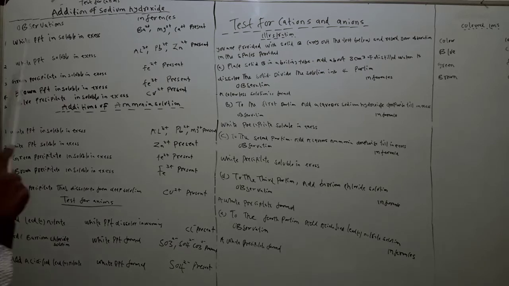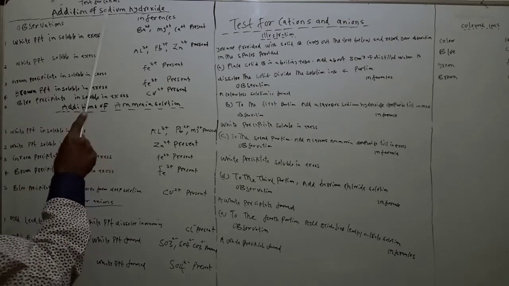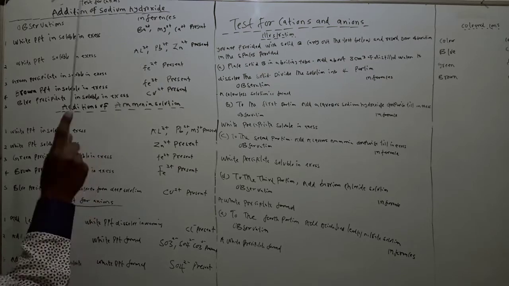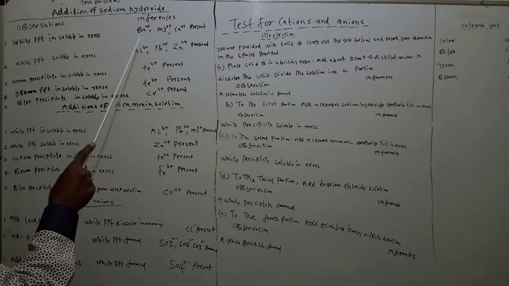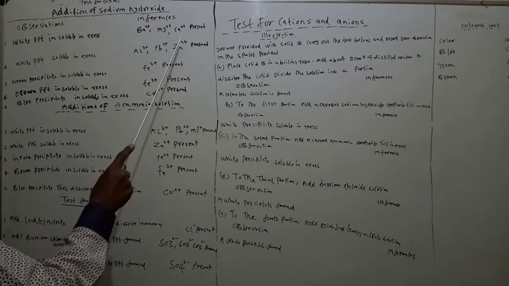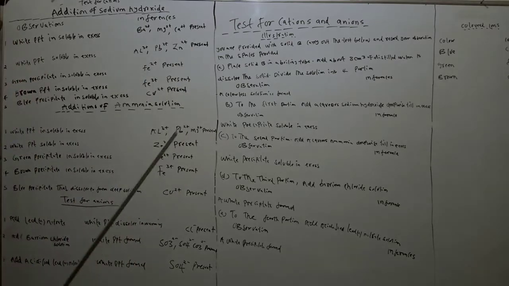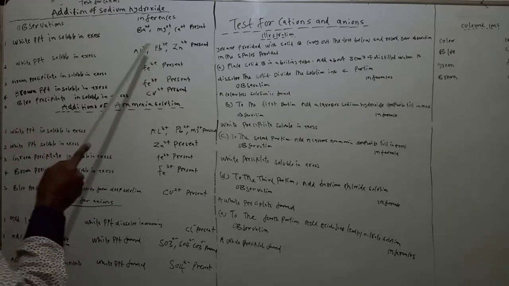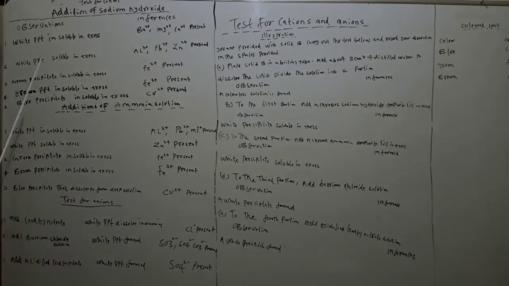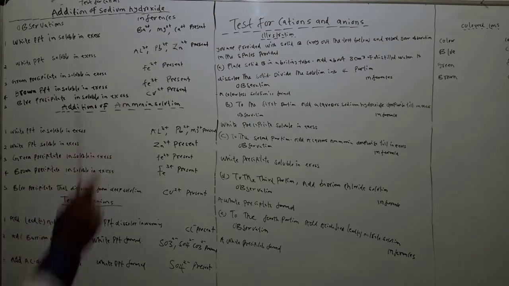Number 2, white precipitate soluble in excess. When the white precipitate is soluble in excess and we're using sodium hydroxide, then aluminium ion, lead ion, and zinc ion are present. Remember, aluminium ion is 3 positive, lead is 2, zinc is 2. These are the valences, the charges. Aluminium, lead, and zinc are present when the white precipitate is soluble in excess. When it is insoluble, it is barium, magnesium, and calcium.